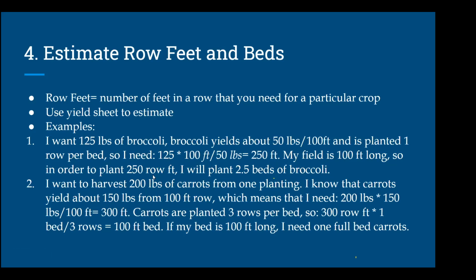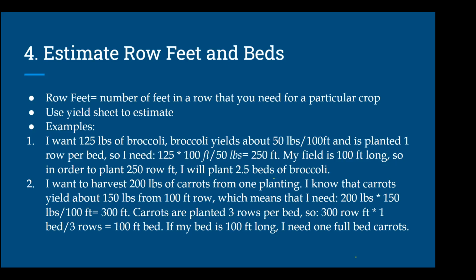And then estimating your row feet and beds. So row feet equals the number of feet in a row that you need for a particular crop. And then you're going to want to use a yield sheet to estimate this. This might feel a little overwhelming, but I do have 2 examples of what this looks like. And this is something that I can definitely go over with any of you one-on-one, because I know it can feel a little overwhelming. So I just want you guys to know that.